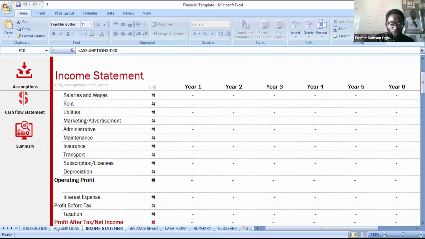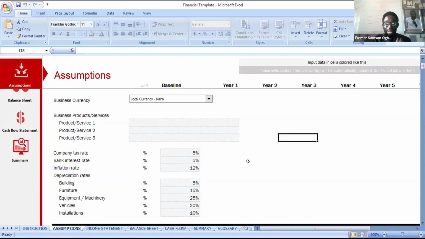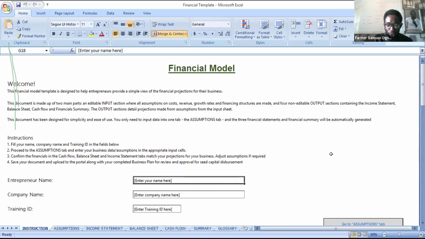Then your assumptions. So we are going to be working on the assumptions, but before we start, there are some basic instructions. Here you are going to fill in your name. Next, your company name. Like we said before, if you have a registered business name that you use in applying, then fill it in here.